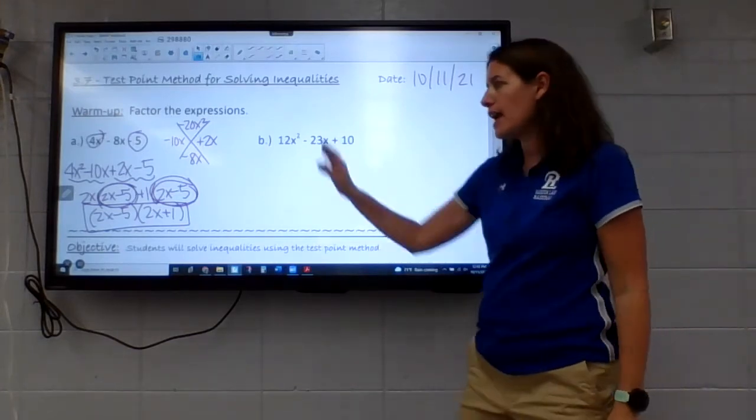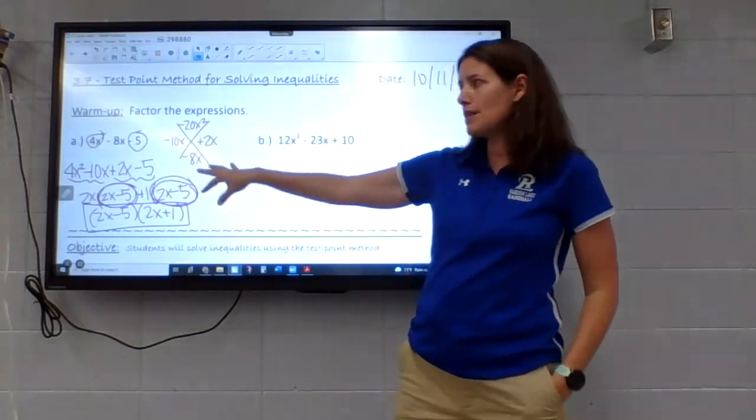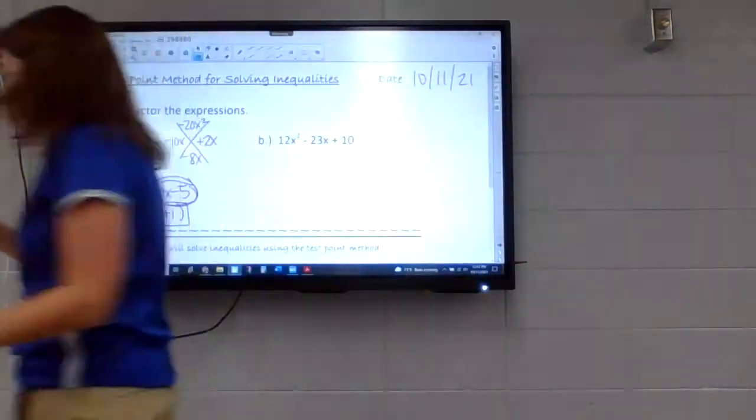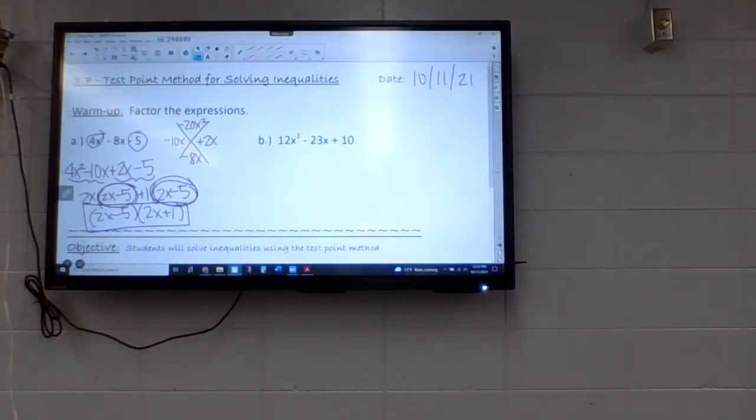Now, if you guys hate this method, like I said, some of you guys may be just seeing this for the first time. I'm pretty sure Stone probably hasn't seen it because I know I didn't teach it in algebra. But if you don't like that method, you don't have to use it.